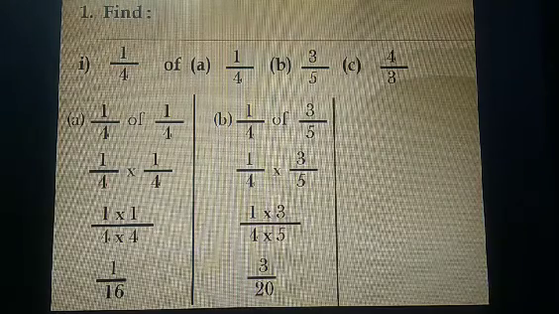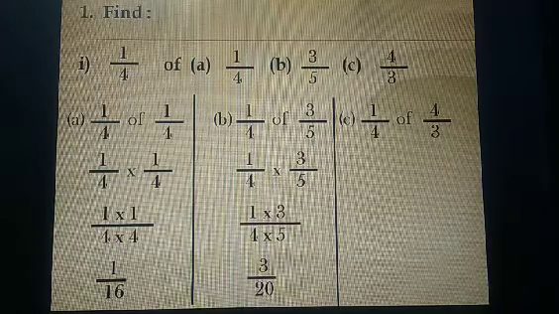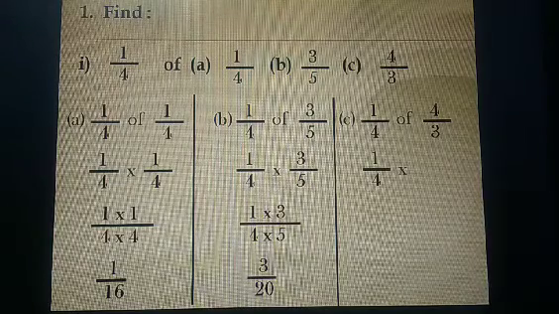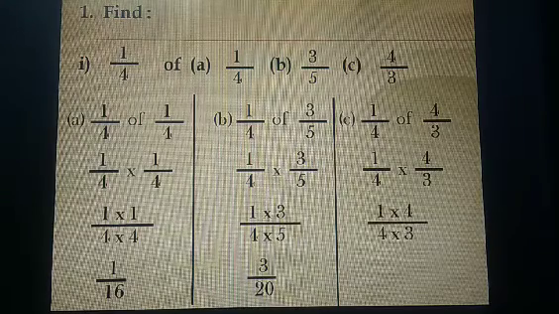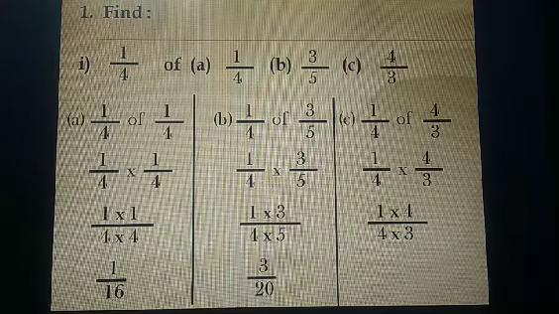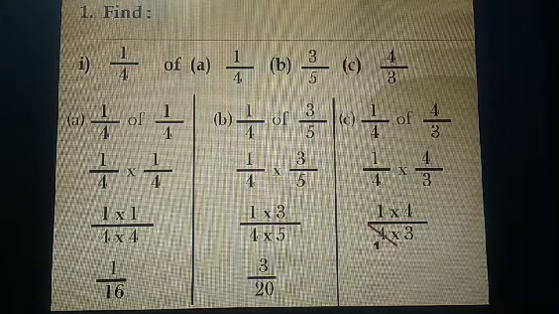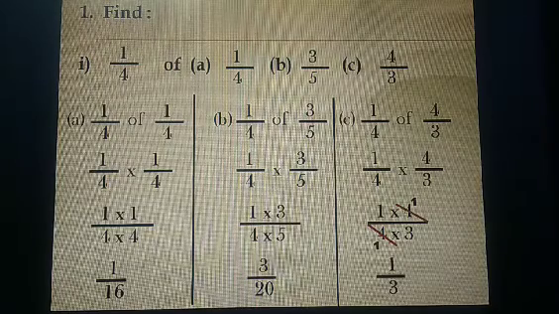The next one is 1 upon 4 of 4 upon 3. Again, "of" represents multiplication. Multiply the numerators and then multiply the denominators. Here you can see we can perform cancellation. 4 ones are 4, again 4 ones are 4. Finally, you will get 1 by 3 as your final answer.